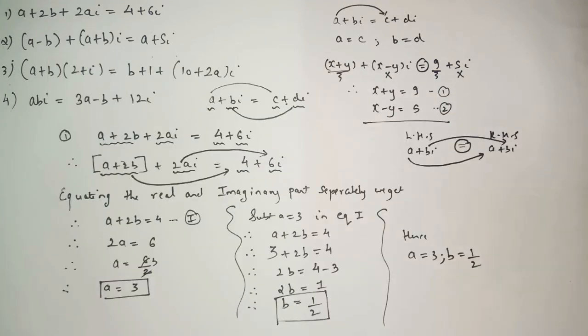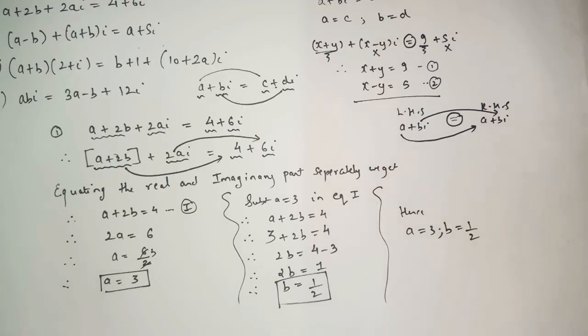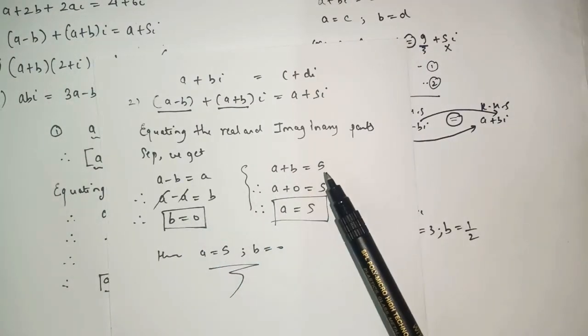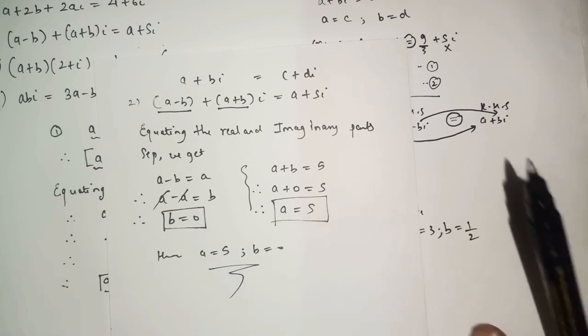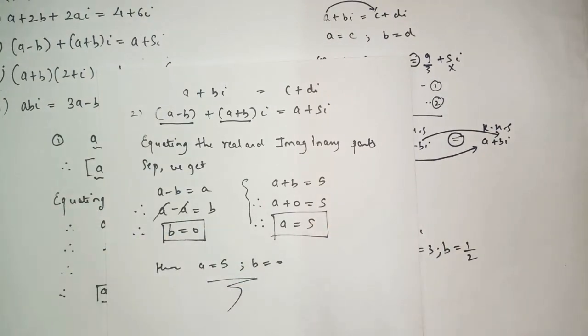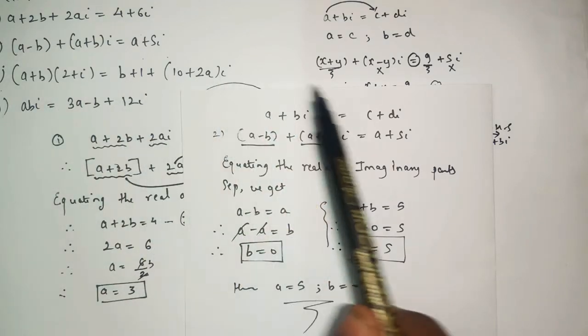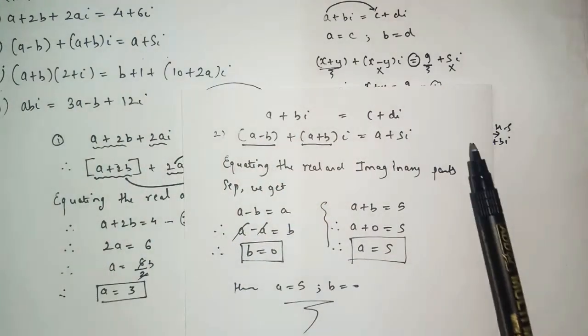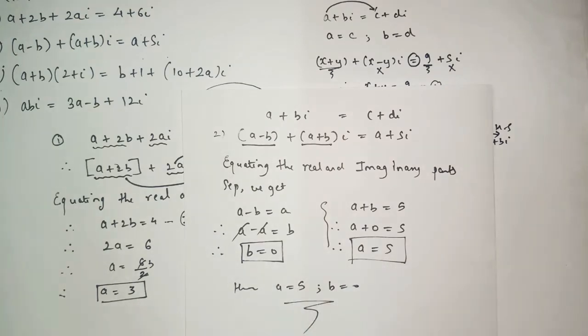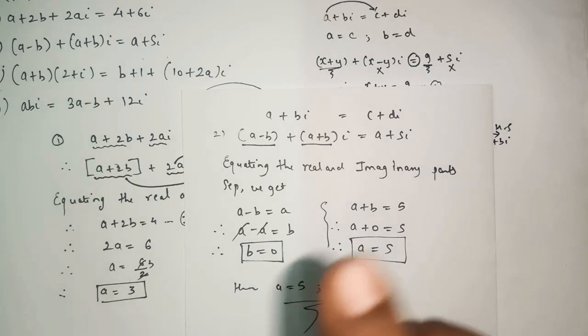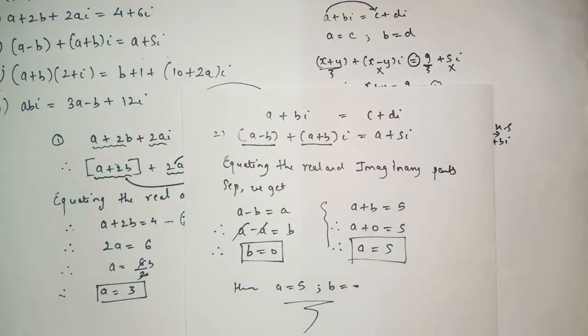As in the first case we saw, here we got one equation and a direct answer of a, and in the second case we got one equation and a direct answer of b. In short, in simple language, convert the left hand side into a plus bi format and the right hand side into c plus di. Compare the real part and the imaginary part, you will get the answer. So we'll take one more sum. We'll see how to tackle the sum. It is an additional sum, it is not there in the exercise.